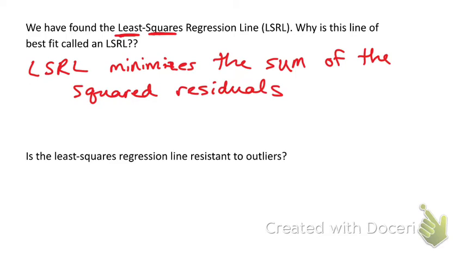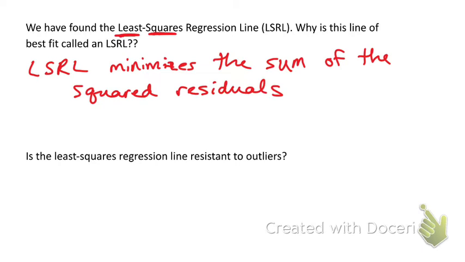There it is. Usually this question is somewhere on the AP exam as well, where it will ask you, what is the least squares regression line? How do you find the least squares regression line? Well, you minimize the sum of the squared residuals. That's what you need to know about what it is, okay? And then we'll use our calculator to actually do it.